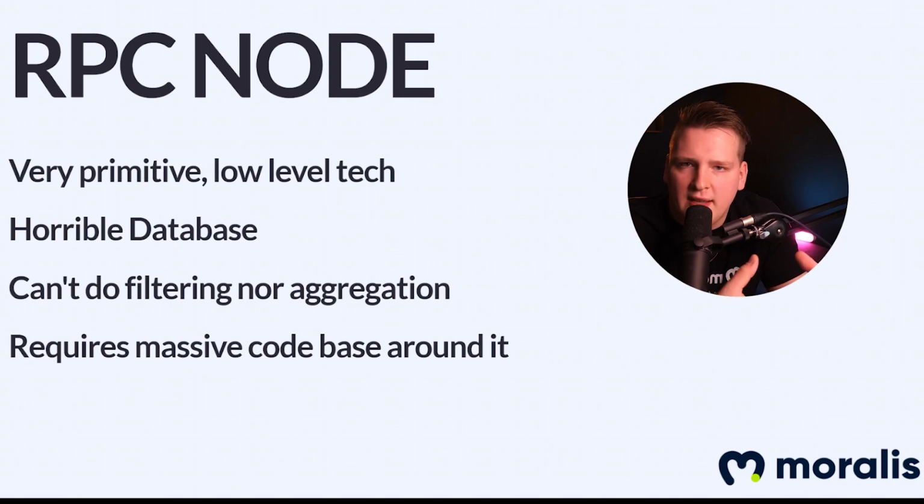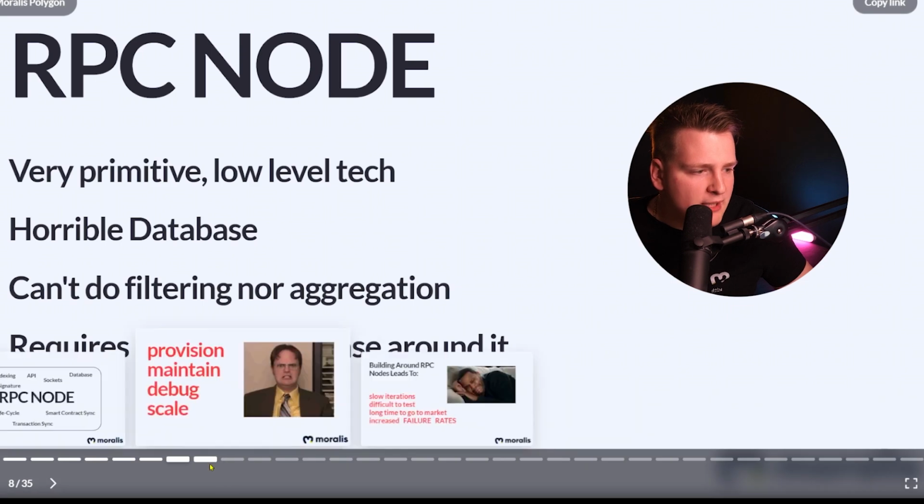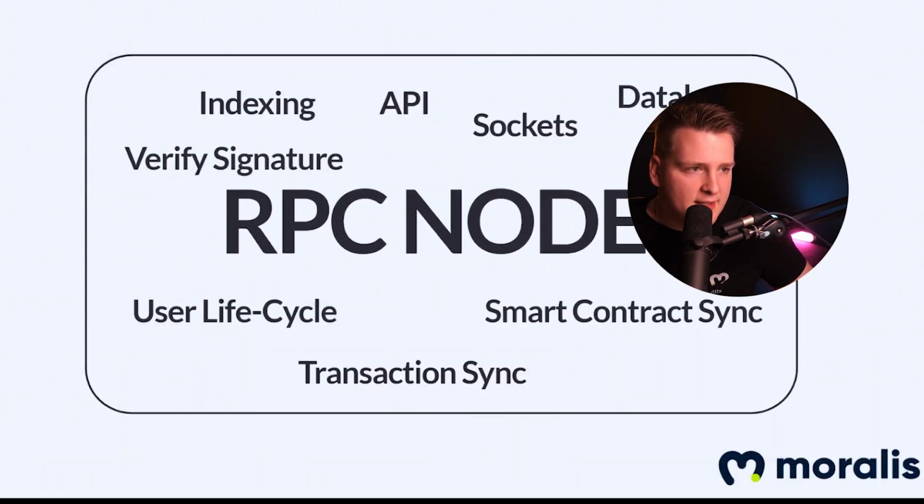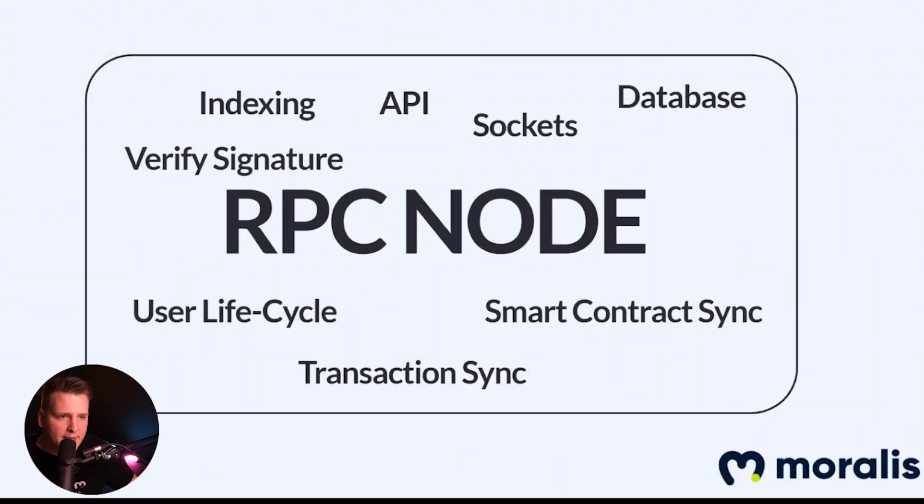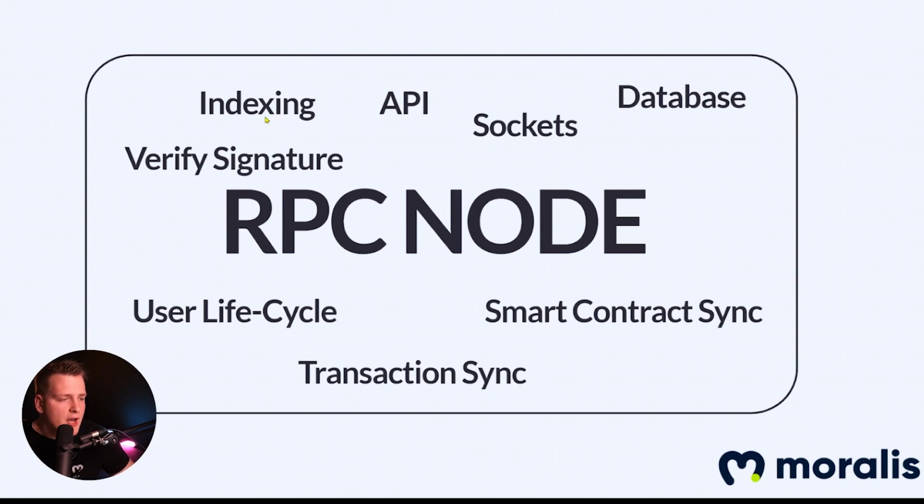You cannot query the Ethereum, Binance, or MATIC blockchain by using a node. It will never work. You cannot do filtering nor aggregation. And of course, in order to make some kind of interesting application around an RPC node, you have to build a lot. You have to build an API. You have to verify signatures. Whenever somebody logs into your app, you have to have a backend that verifies that the user actually signed with their wallet. Everyone is doing this on their own right now, although each and every app needs this.